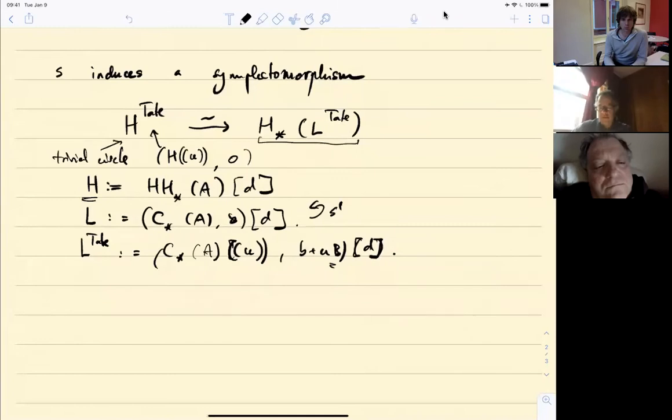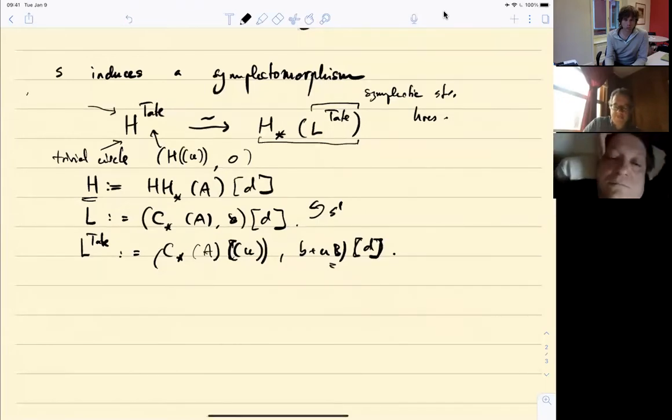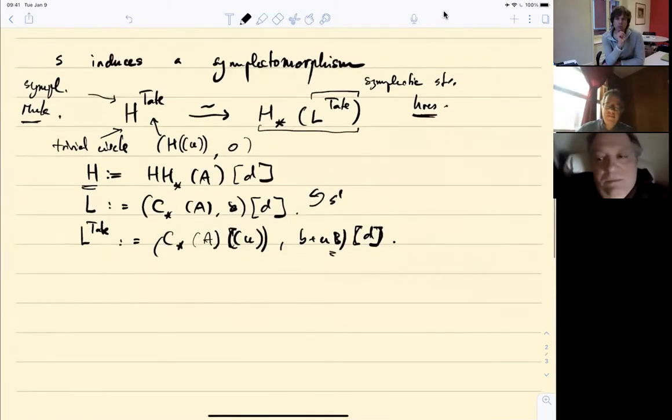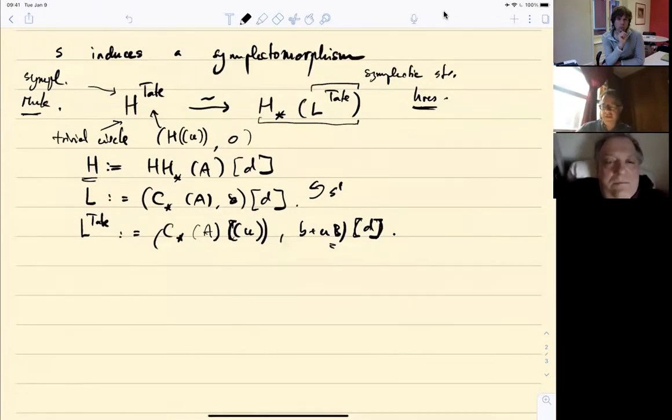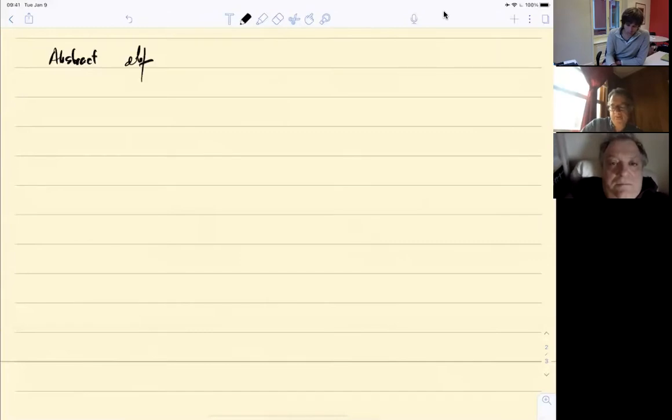And I remind you that L Tate naturally had a symplectic structure coming from the higher residue pairing. This one has a symplectic structure coming from the Mukai pairing. And the fact that the splitting turns the Mukai pairing into the higher residue pairing is what tells me that this isomorphism is a symplectomorphism. So now, as soon as I have this, that allows me to explain how abstractly I would define the categorical Gromov-Witten invariants. So abstract definition, and this is what was in Costello's original paper.